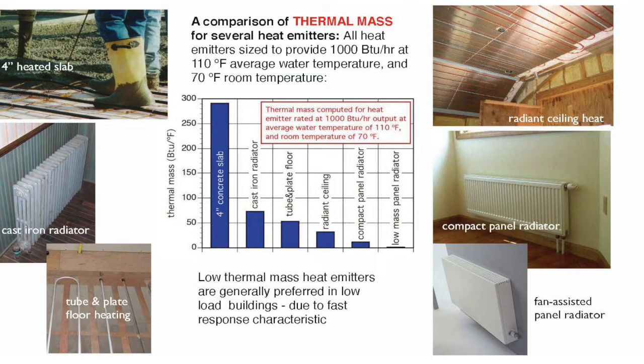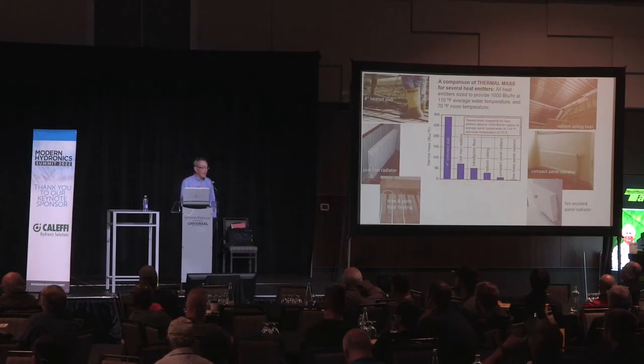And if you look at the bar graph there, I'm sure it's not a surprise, the heated slab has much, much higher thermal mass than most of the alternatives, followed by the cast iron radiators, and then as you work your way down to this fan-assisted panel radiator, it has less than 1% of the thermal mass of that heated slab. If you have a low-load building and it's going to be subject to internal gains, the low thermal mass heat emitters are better. They're going to be able to track that load better than a high thermal mass heat emitter will, okay? So keep that in mind.